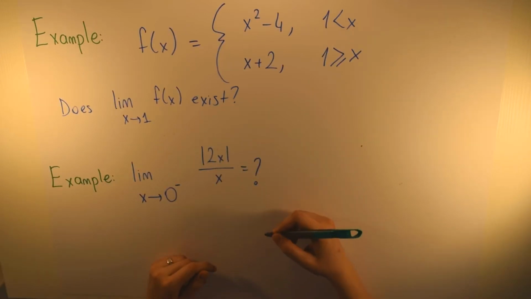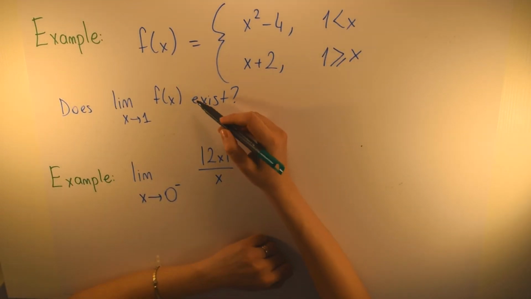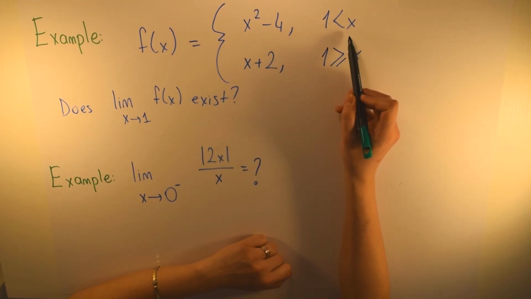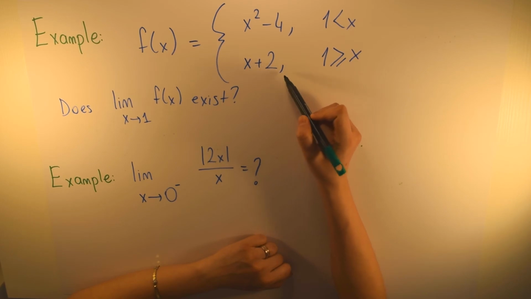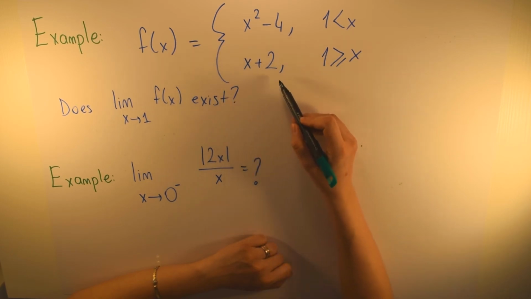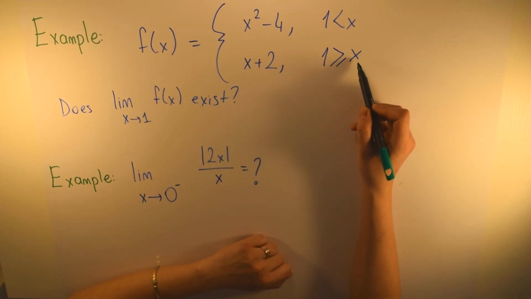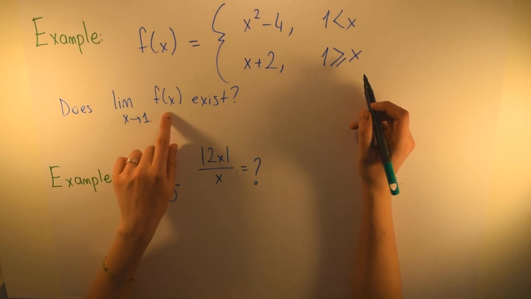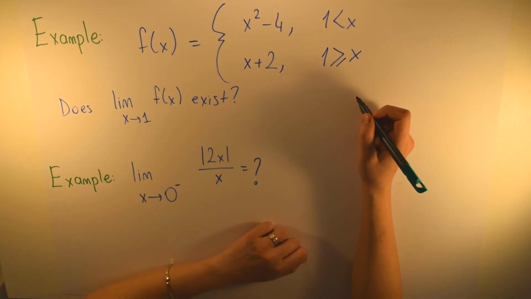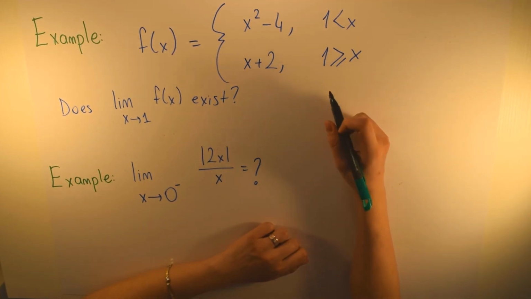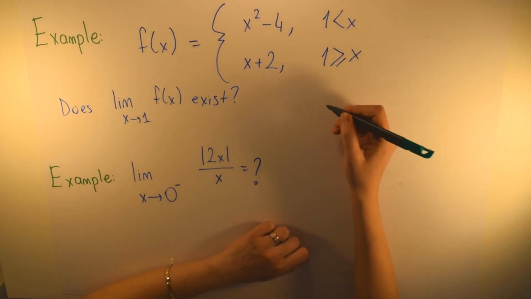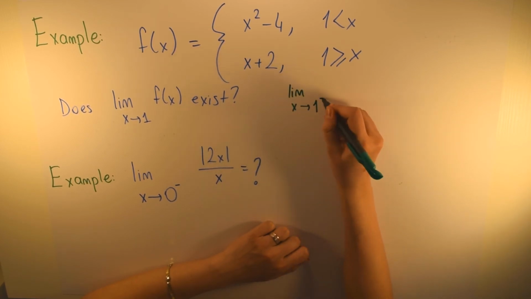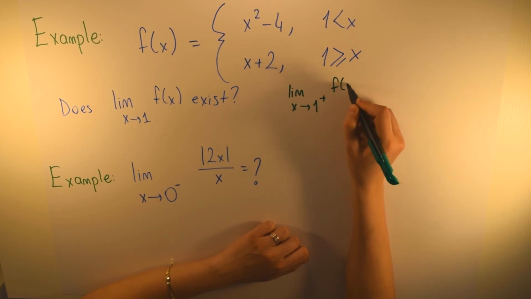Let's look at these examples. In the first example, we have f of x is equal to x squared minus 4 when 1 is less than x, and f of x is equal to x plus 2 when 1 is greater than or equal to x. So does the limit as x approaches 1 of f of x exist? So all we need to do is check from the left and right side, right? So let's do that. Limit as x approaches 1 from the right side, f of x.